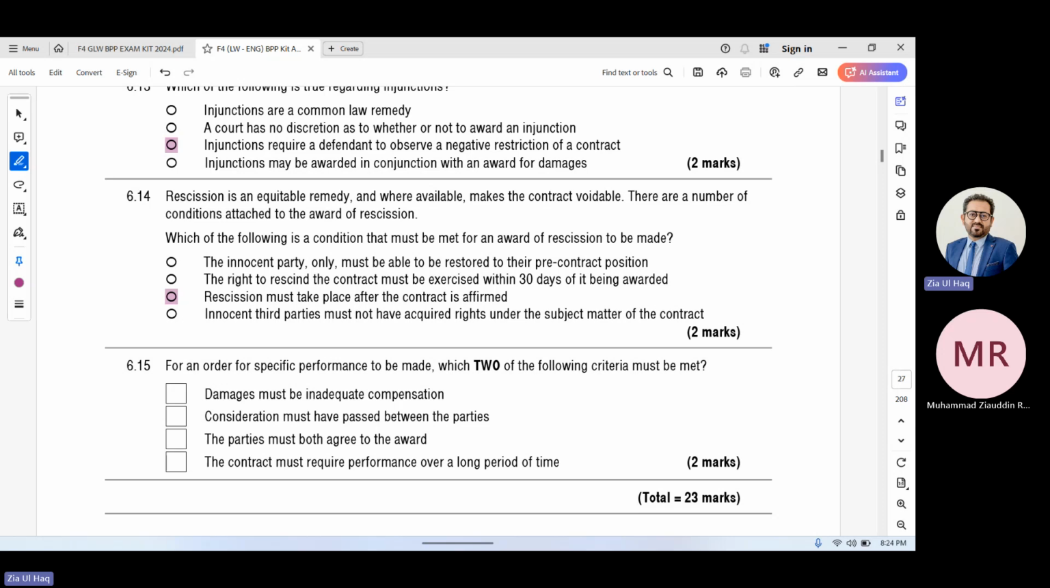The contract must require performance over a long period of time. No, in case of delay, no equitable remedies are awarded. So option A and B.